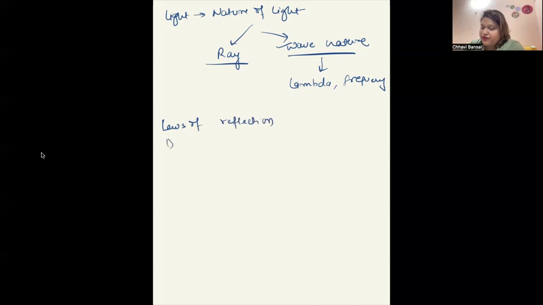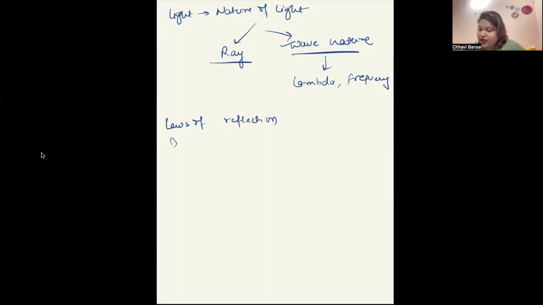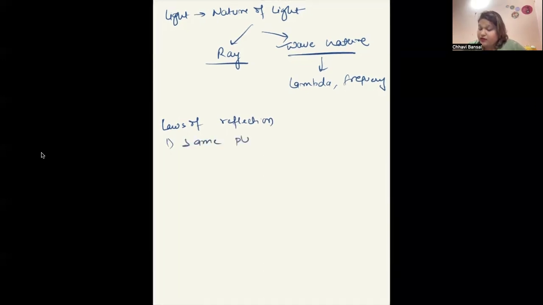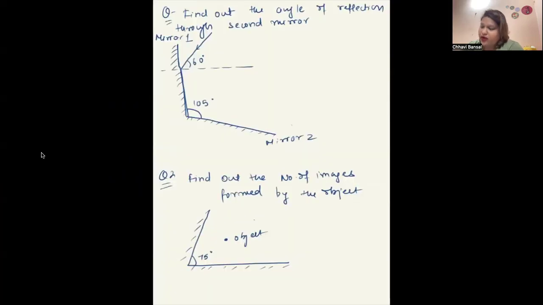So laws of reflection, the first law states that the reflected ray, incident ray, and normal should lie in the same plane, right? Same plane. And the second was angle I is equal to angle R, where angle I is the angle of incidence and angle R is the angle of reflection. So these were the few basic things that we discussed in the last class. On that basis, let's do some questions. Okay. Let's see what the question is.